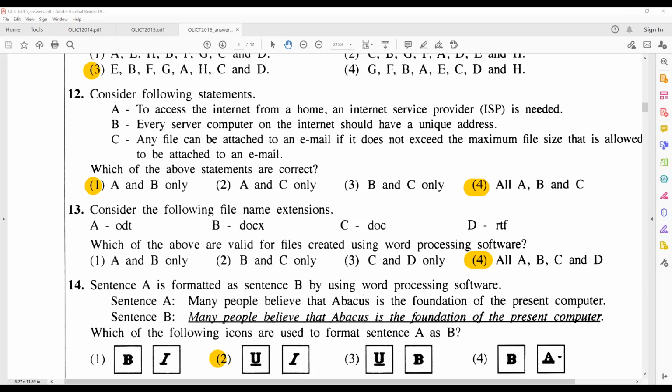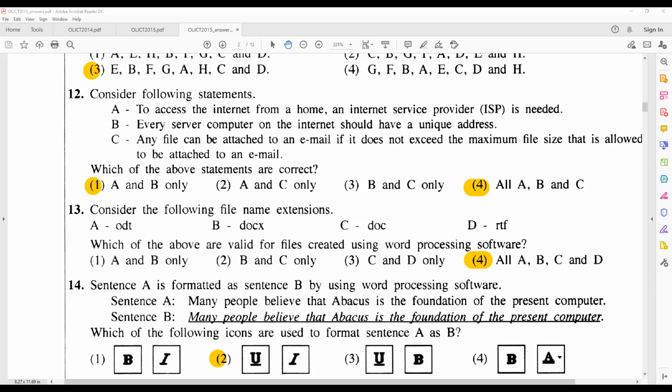And then, can you say any file can be attached to email, or does a maximum file size exist that is allowed to be attached to an email? So is there a limit? Yes. In Gmail, for example, you cannot exceed some value. If I remember correctly, it's 25 megabytes. If you try to insert something more than 25 megabytes, you have to attach it separately. Maybe you have to use Google Drive.